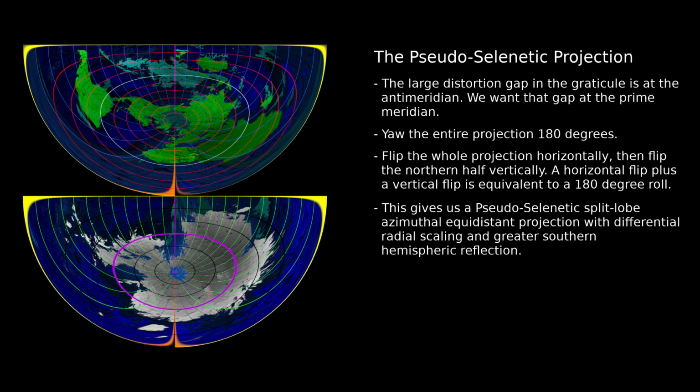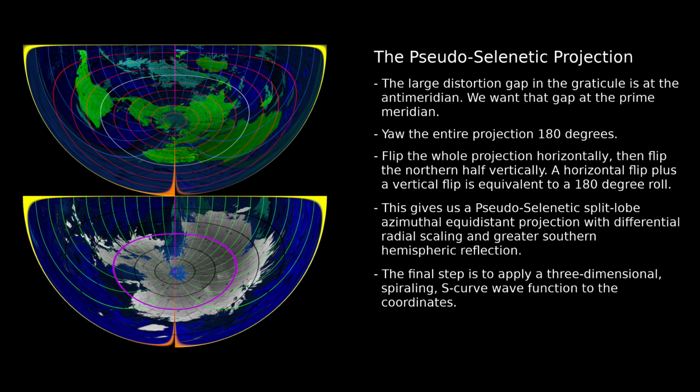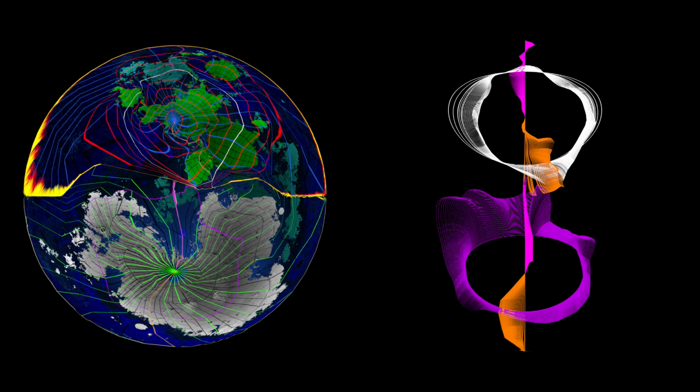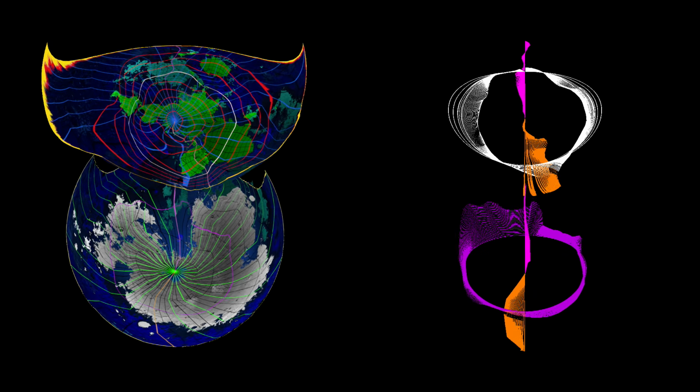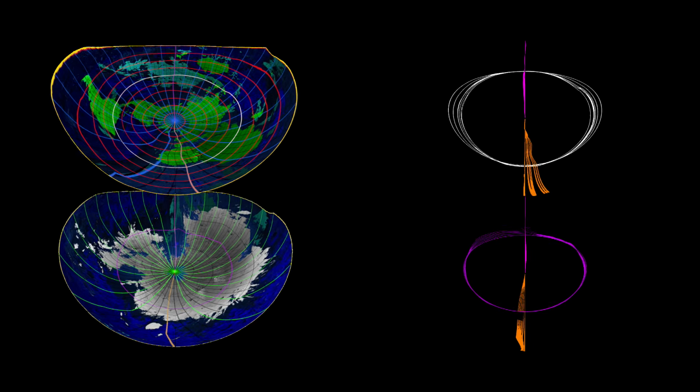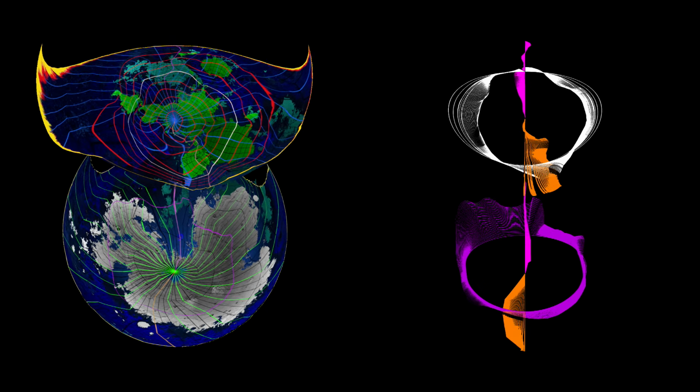This gives us the pseudo-selenetic split lobe azimuthal equidistant projection with differential radial scaling and greater southern hemispheric reflection. At this point, all the continents are generally aligned to the Selenetic projection. In order to fit it perfectly, a three-dimensional spiraling S-curve wave function is applied to the coordinates. On the right is a skeleton of the wave function, showing only the prime meridian, anti-meridian, equator, and 75 south. The mathematical details of the wave function are in the advanced lessons.